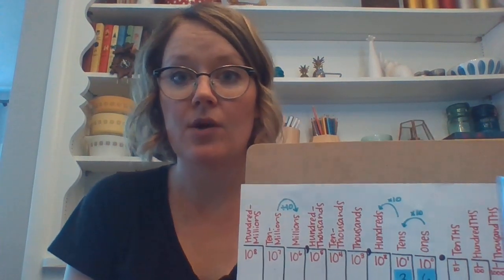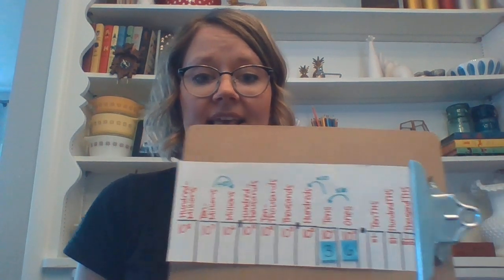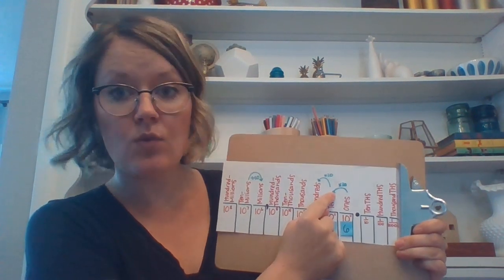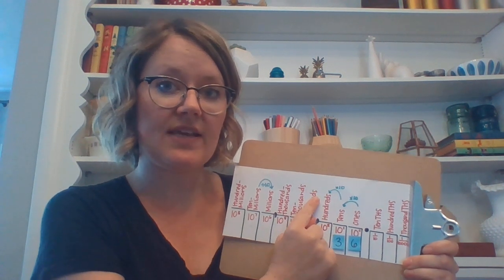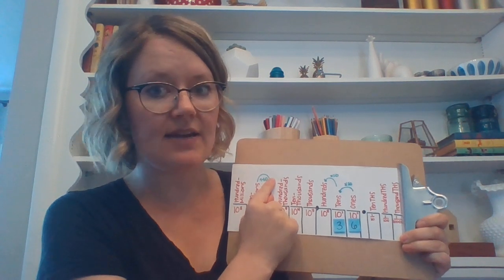One of the things that you guys noticed at the beginning of the year when we made our great wall of base 10 is that every time we move to the left one place value, the numbers are multiplying by 10. So when we're multiplying by 10, we're moving to the left one place value. And likewise, when we're moving to the right, we are dividing by 10.